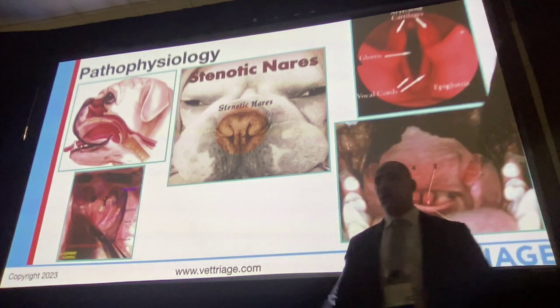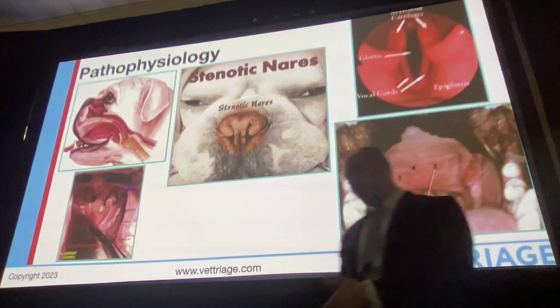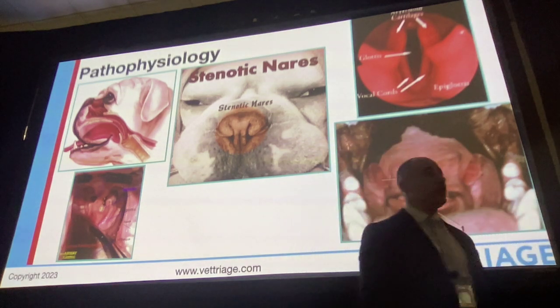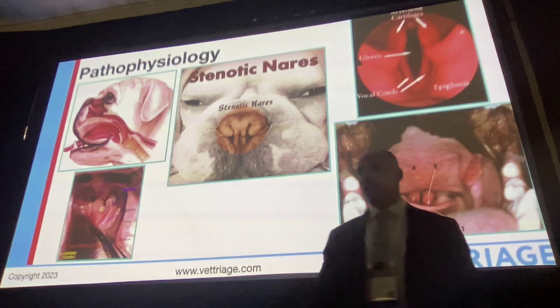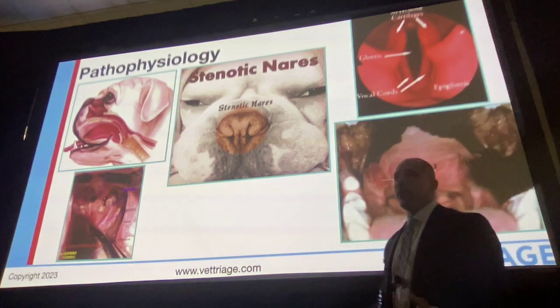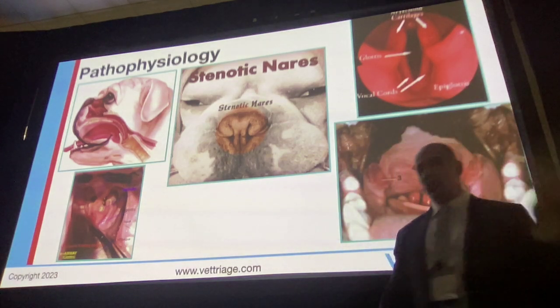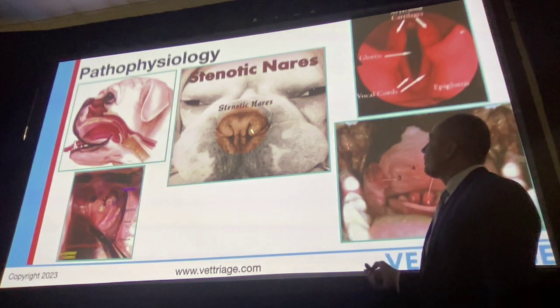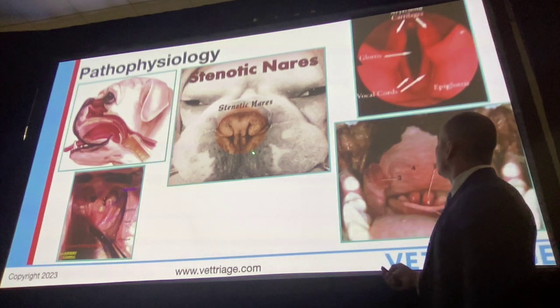And so that's how you end up getting all these issues. Then when you have lower airway disease, that can turn into cor pulmonale, so cardiac changes secondary to the increased pressures in the airway, all stemming from abnormal genetics, which we all know with brachycephalics. So here's a close-up of stenotic nares.